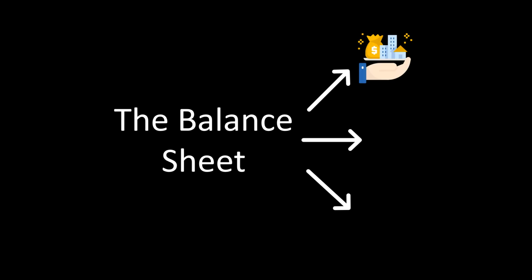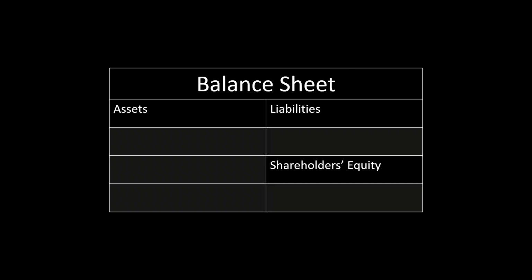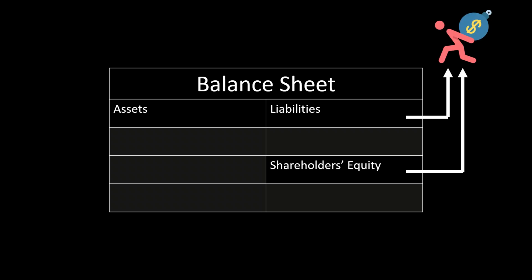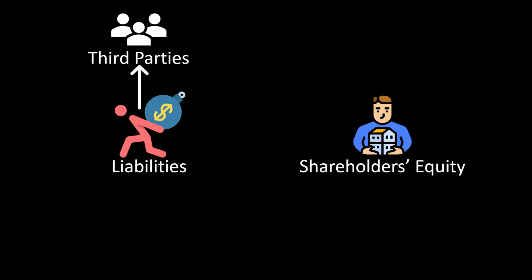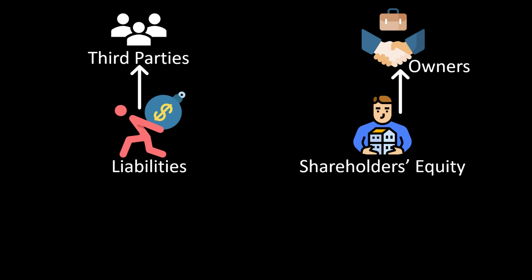The balance sheet is divided into three parts: assets, liabilities, and shareholders' equity. Though they are separate parts of the balance sheet, shareholders' equity still falls underneath liabilities because it is what the business owes. The difference between liabilities and shareholders' equity is that liabilities are owed to third parties, while shareholders' equity is owed to the owners of the business.